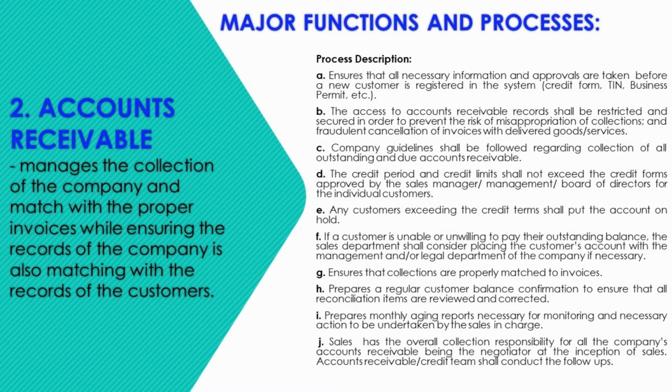Second, the access of accounts receivable records should be restricted and secured in order to prevent the risk of misappropriation of collections and fraudulent cancellation of invoices with delivered goods and services. Third, company guidelines shall be followed regarding collection of all outstanding and due accounts receivable. The fourth process, the credit period and credit limit shall not exceed the credit forms approved by the sales manager or the management or the board of directors for the individual customers. Fifth, any customers exceeding the credit terms shall put the account on hold. Number 6.